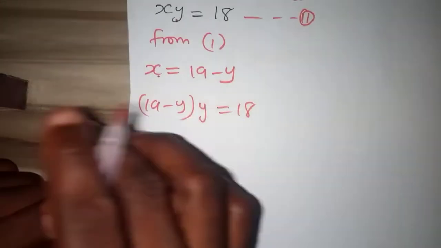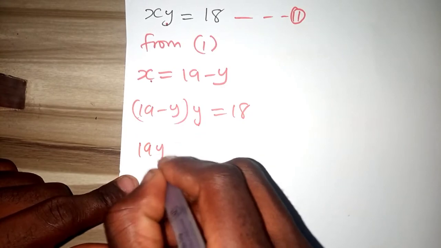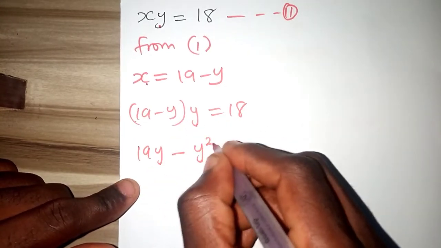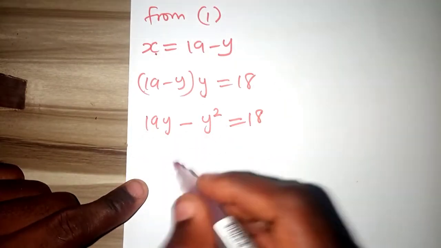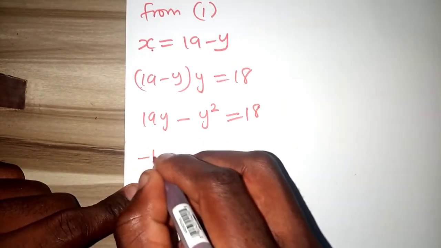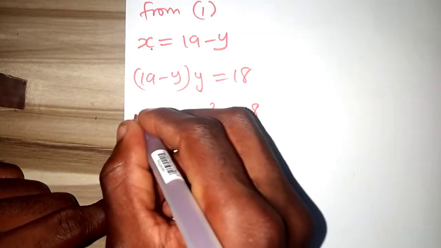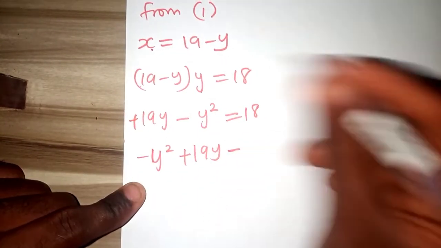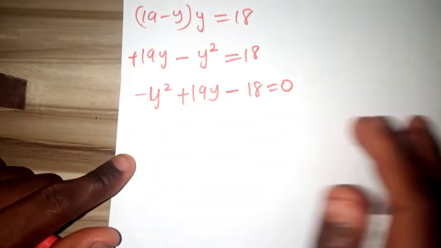18. So let's open the bracket. 9 times y times 19, that's 19y minus y square equal to 18. So we arrange this thing very well. We have minus y square plus 19y, because of this plus here, we have plus 19y minus 18 equal to 0. Okay, multiply both sides by minus 1.